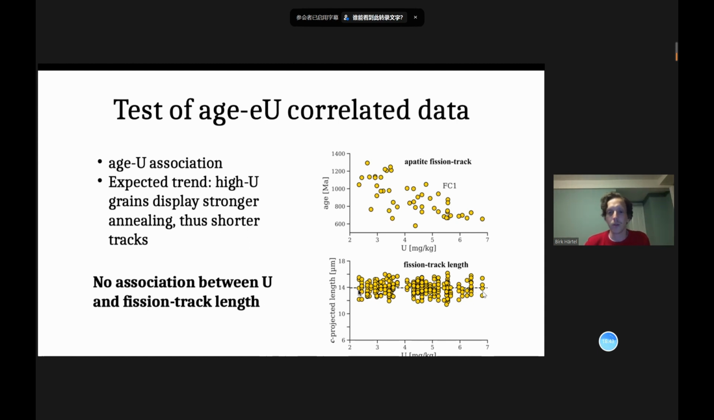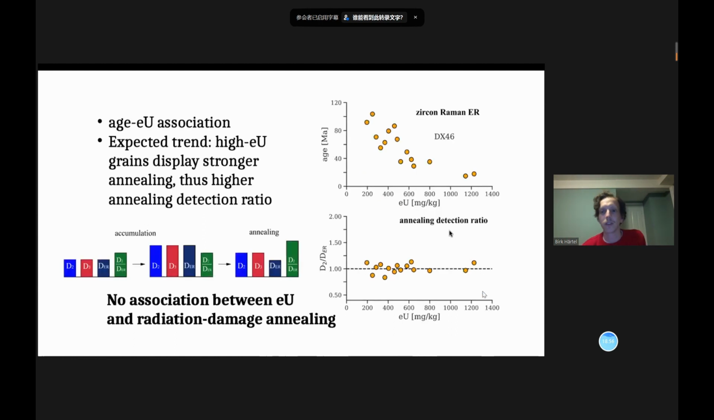And so we can say that the age difference that we see between the low uranium and the high uranium grains is not due to preferred annealing of the high uranium grains. We did the same then for the zircon-Raman system. So we took a sample here, which is called DX46, and we also got a nice age-eU correlation for that sample. Again, a negative correlation looks very much like the one we saw on the previous slide.